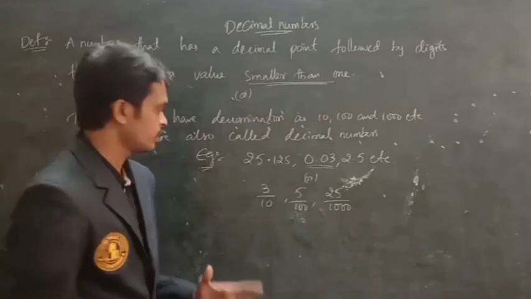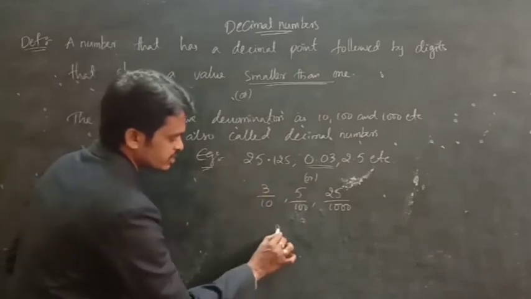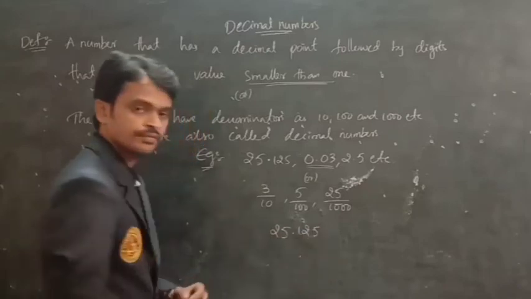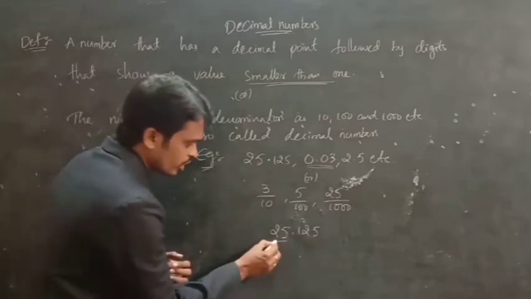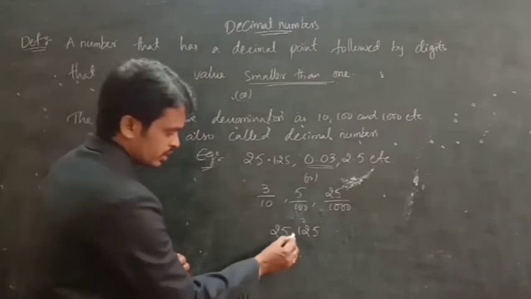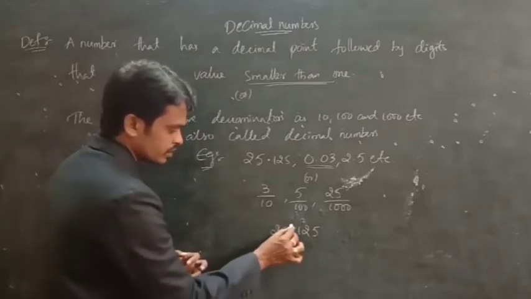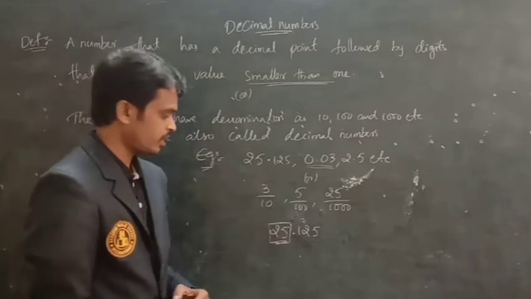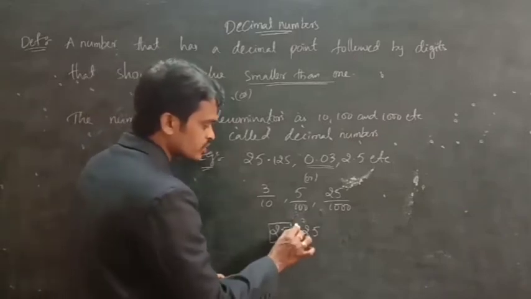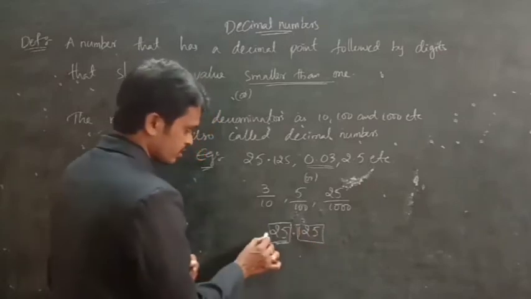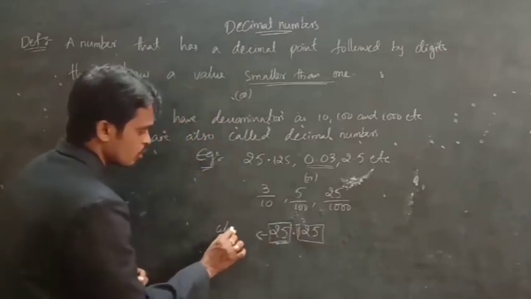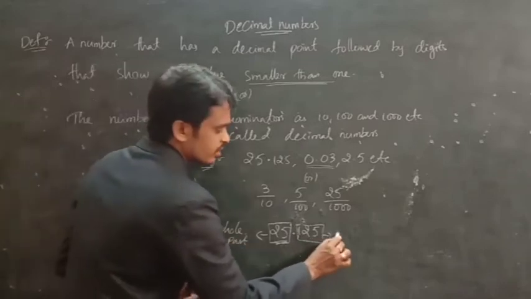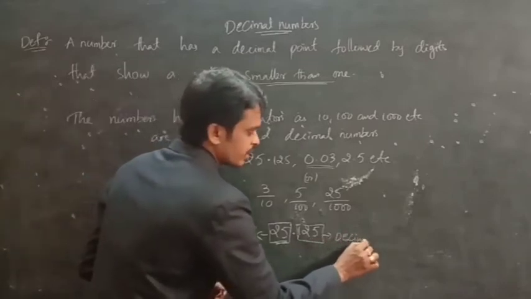Here I give one more example: 25.125. This is called the decimal point. Before it is called the integral part or whole part. After the decimal point is called the decimal part. So this is the whole part and this is the decimal part.